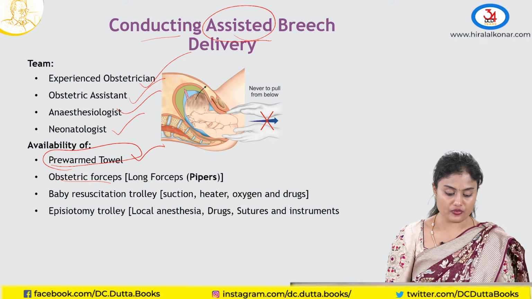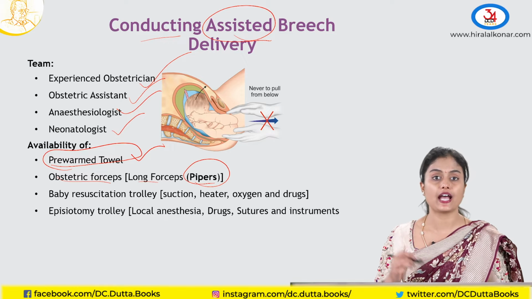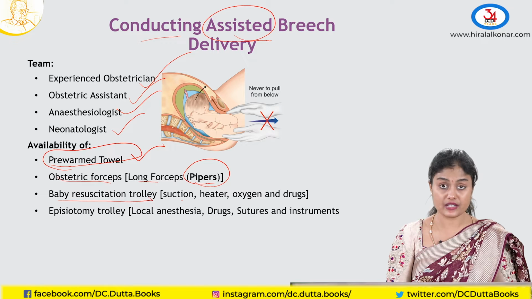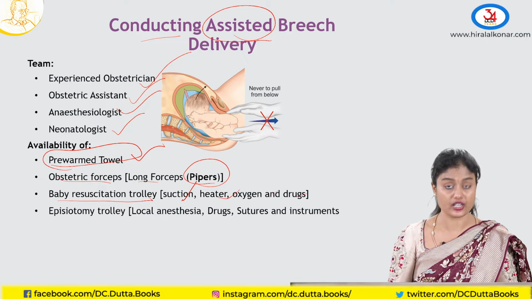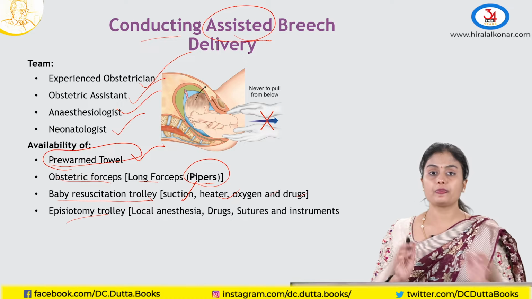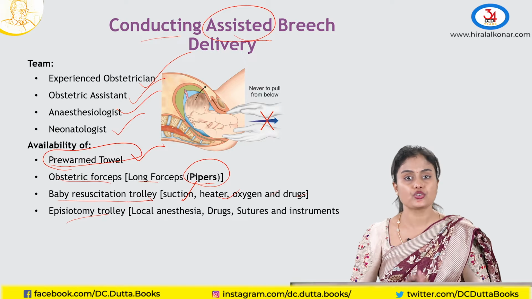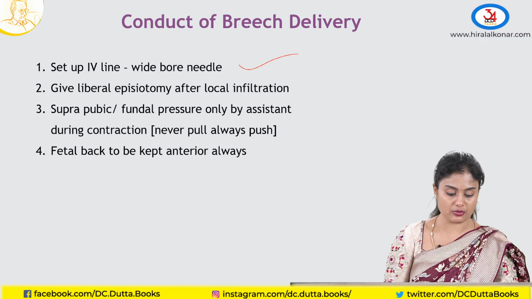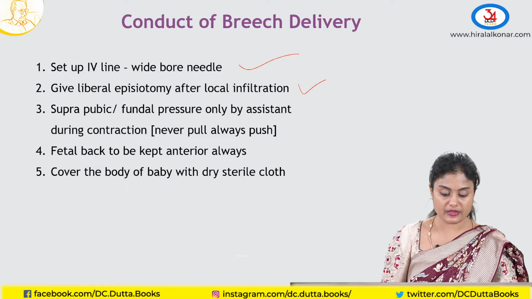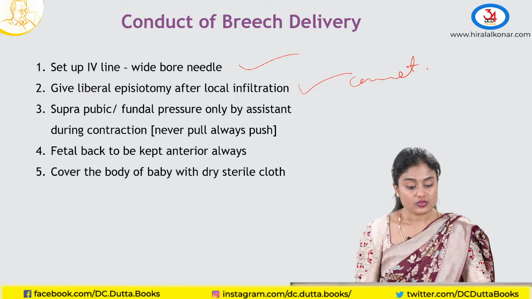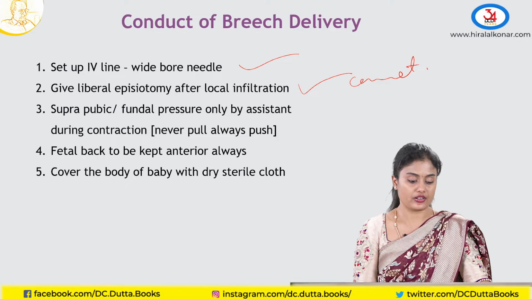Keep obstetric forceps, long forceps or Piper's forceps for the after-coming head, and a baby resuscitation trolley with suction, heater, oxygen and drugs, whatever is required. Keep an episiotomy trolley, because for any operative delivery you should preferably give an episiotomy. Then give an IV line with a wide bore needle, a liberal episiotomy with local infiltration with consent, then suprapubic and fundal pressure only by the assistant during contraction.